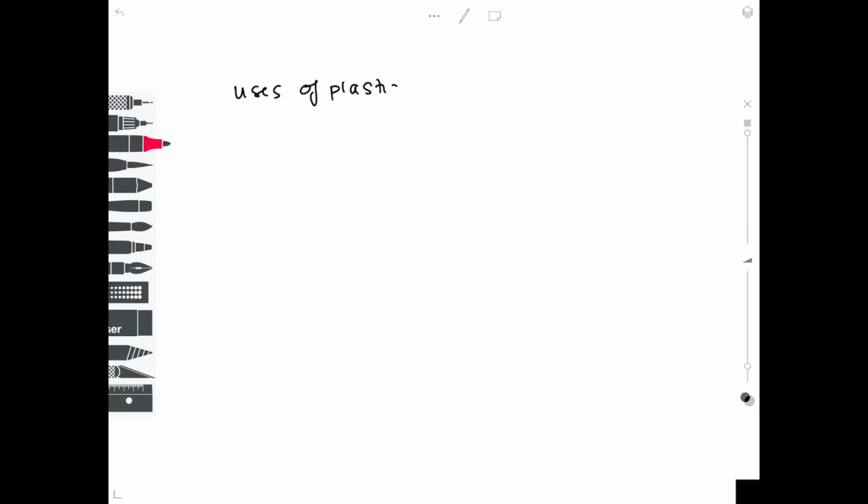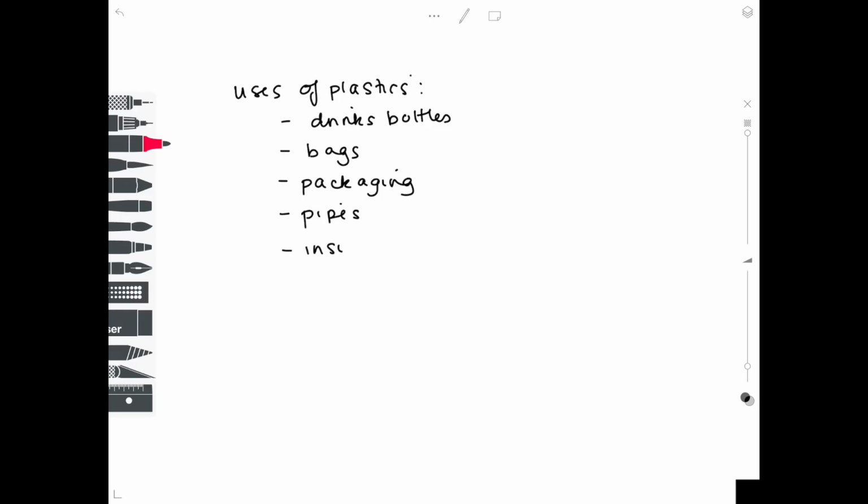So where do you find plastics? Well, drinks bottles, plastic bags, general packaging, hose pipes, and insulation for electrical wiring. So you don't find that wires are exposed generally, they tend to be covered in plastic.